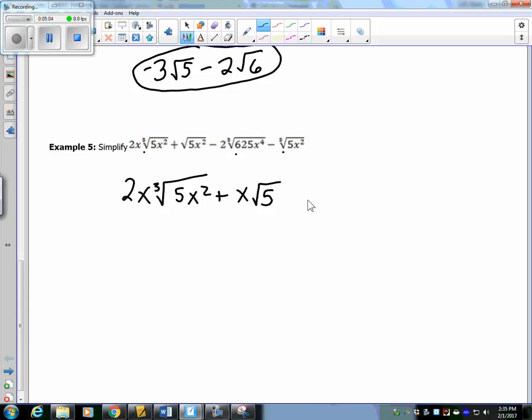Next term, cube root of 625. That can be simplified. 5 will come out of that. 5 to the third is 125. And 625 divided by 125 is 5. So we have 5 comes out. So 2 times 5 is 10. And we have cube root of x to the fourth is x. And then we have a cube root. What's left over? There's 625 divided by 125, 5x. Minus cube root of 5, I cannot simplify, and the cube root of x squared I cannot simplify. So let's just bring that along.